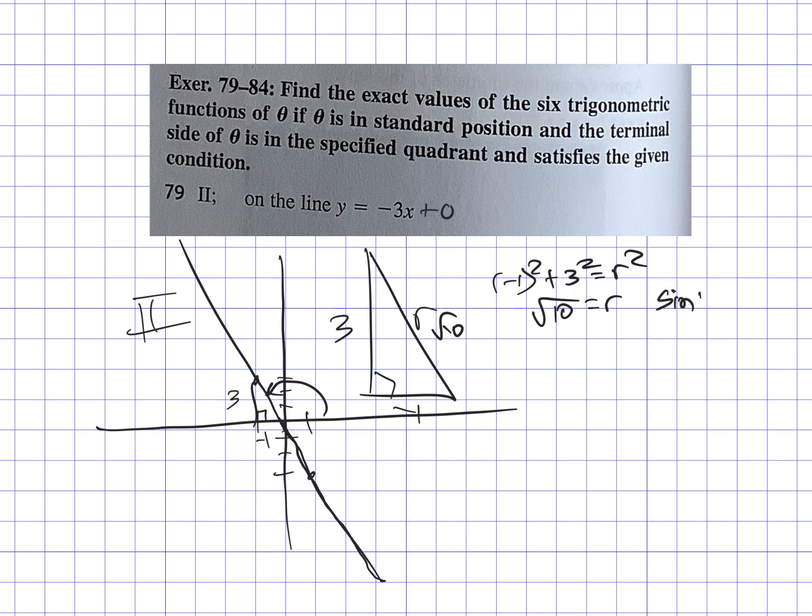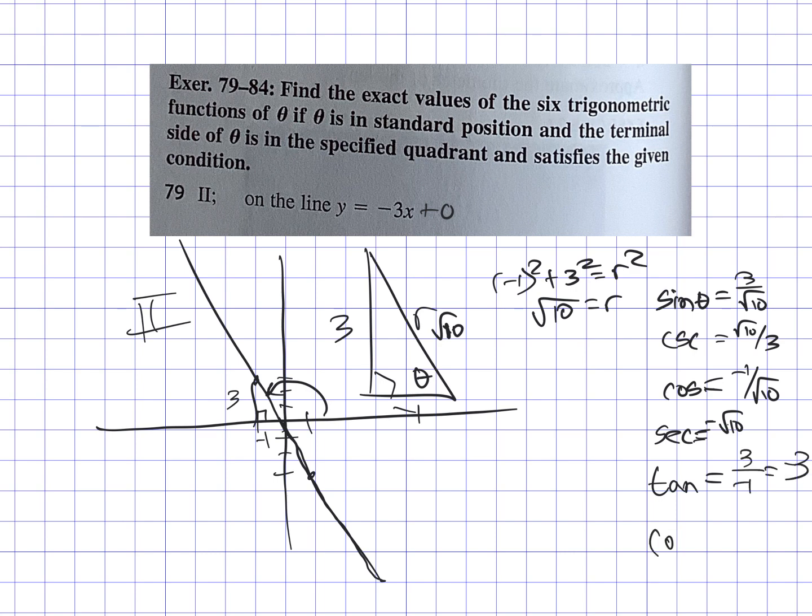All right, sine of theta is opposite over hypotenuse. Cosecant is the reciprocal. Cosine is the adjacent over hypotenuse. Secant is the opposite or reciprocal, so that'd be the negative square root of 10. Tangent is opposite over adjacent, which is just -3, and so the cotangent is -1/3.